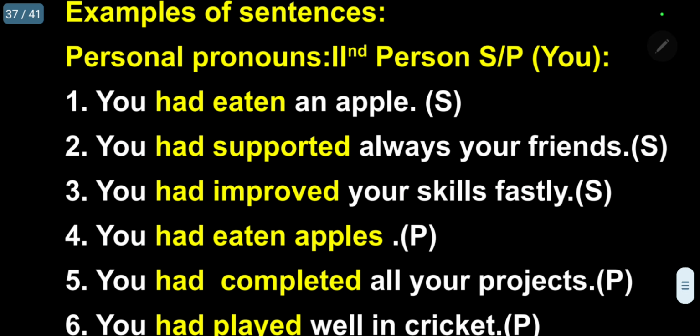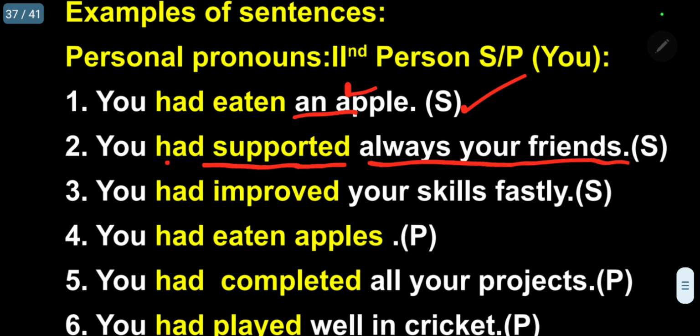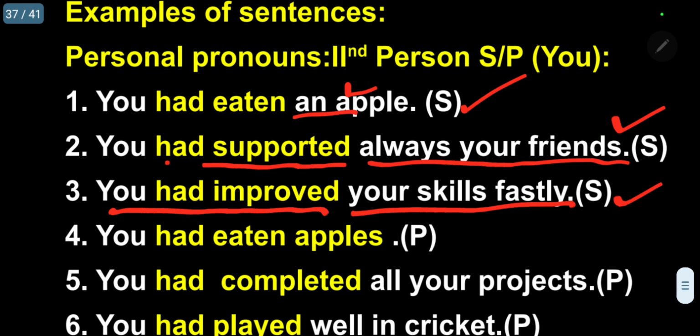In the first sentence, you had eaten an apple. An apple means probably one person, so this is singular. Suppose you want to write it in the plural form: you had eaten apples. Apples, if you write, that should be plural, more than one. Now, you had supported always your friends. So it's indicating your friend, singular. You had improved your skills fastly. Your skill, singular.